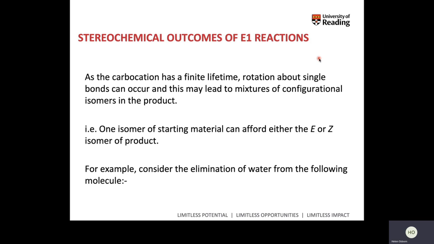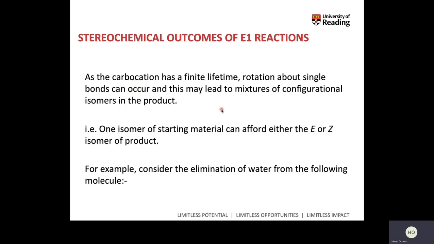So when we think about the E1 reaction, we're making a carbocation. And carbocations have a finite lifetime, so they're actually detectable. And because they have a finite lifetime, it gives them a chance to equilibrate. If there's a more stable form, it can go from a less stable form through to the more stable form, and that can lead to the ratio of the products being altered.